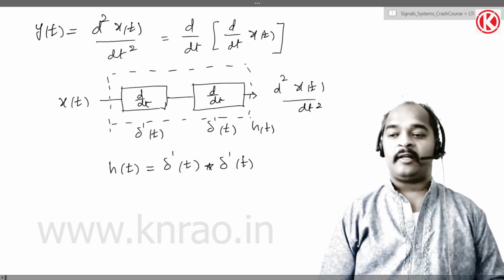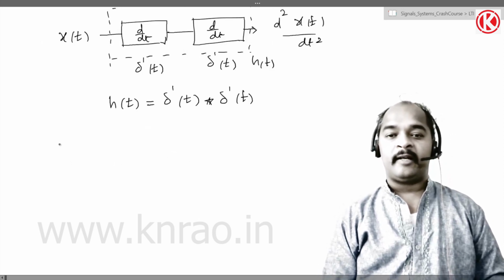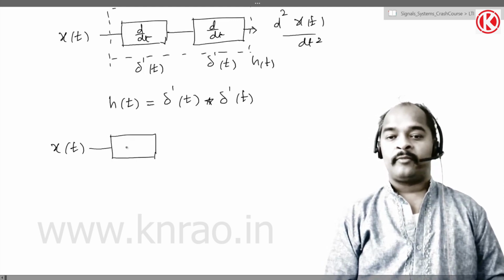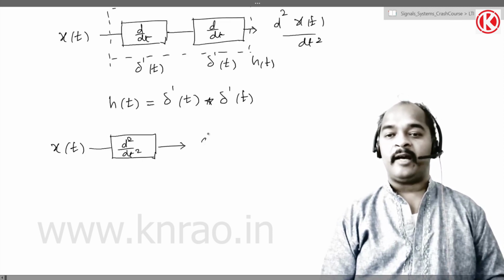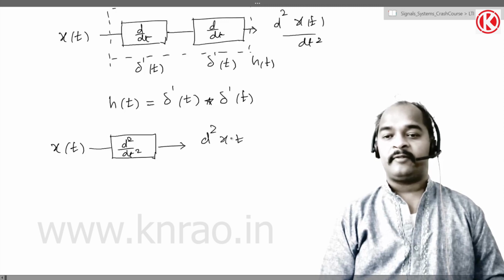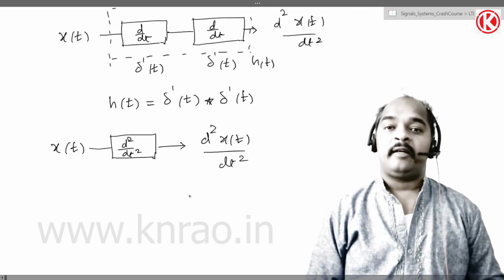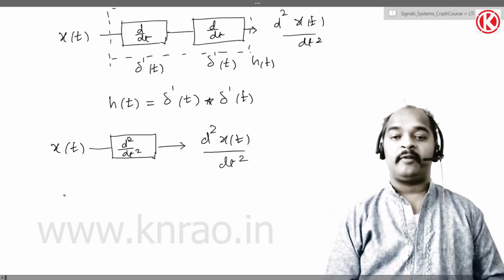But if you look at the double derivative operator as a single block diagram, x of t is passed through a double derivative operator, d square by dt square, and the output would again be d square x of t divided by dt square. So what will be the impulse response of the double derivative operator?